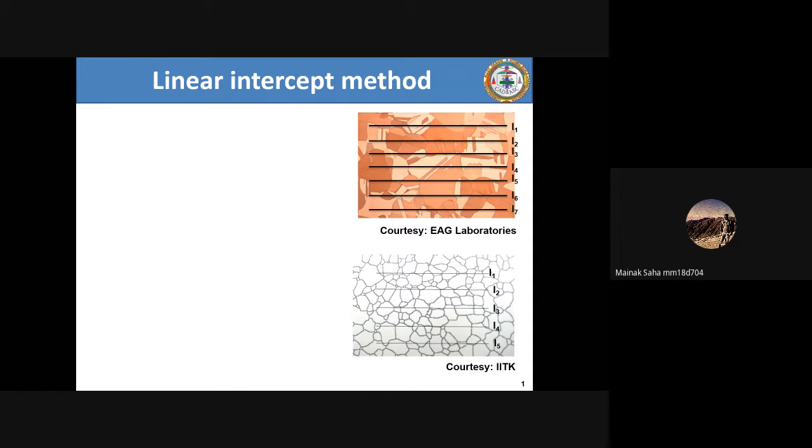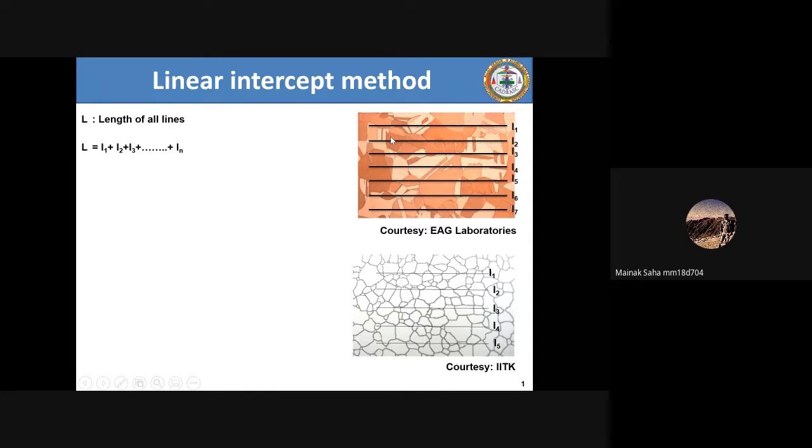Okay, so the linear intercept method. I think you have some idea, but I will tell you a bit more. Suppose you have a section of a microstructure, and you see all the recrystallized grains here. You have such a beautiful microstructure. You have twins here, and different contrast grains in this microstructure.